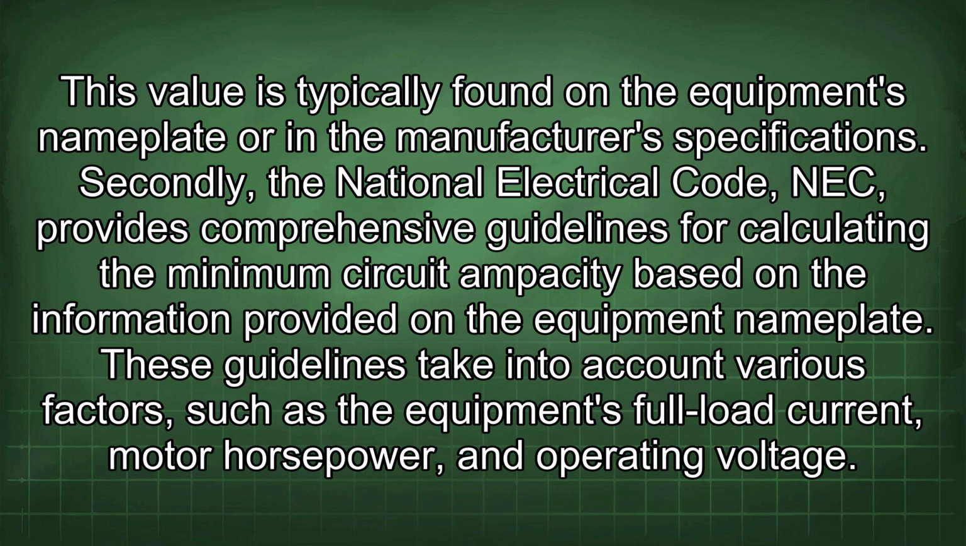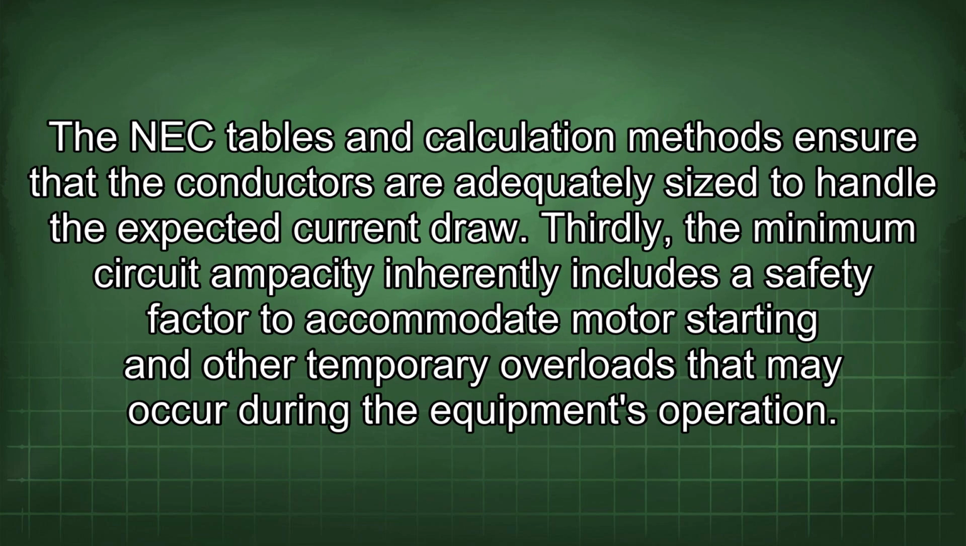on the equipment nameplate. These guidelines take into account various factors such as the equipment's full load current, motor horsepower, and operating voltage. The NEC tables and calculation methods ensure that the conductors are adequately sized to handle the expected current draw. Thirdly, the minimum circuit ampacity inherently includes a safety factor to accommodate motor starting and other temporary overloads that may occur during the equipment's operation.